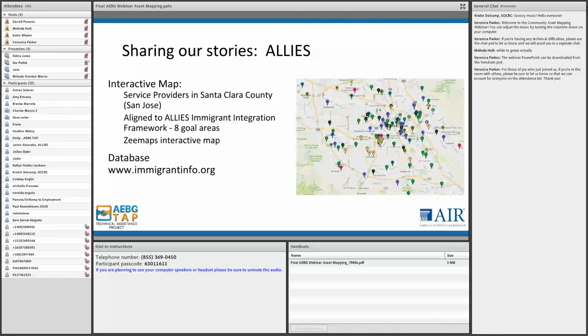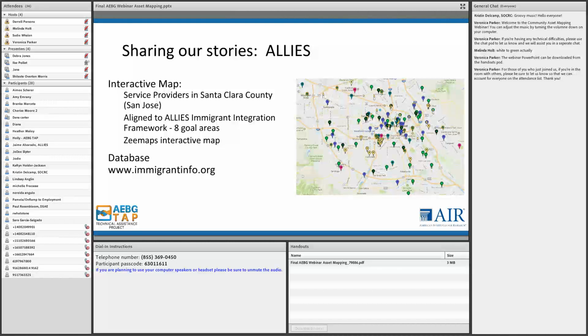that we're working on immigrant integration, we have expanded this map to include immigrant integration service providers that are aligned to the framework. So you will see those different colored markers. They all correspond with one of the 8 goal areas in the framework. There's a link to this interactive map also on one of the last pages of the presentation so that you can take a look. It's accessible to everyone online.